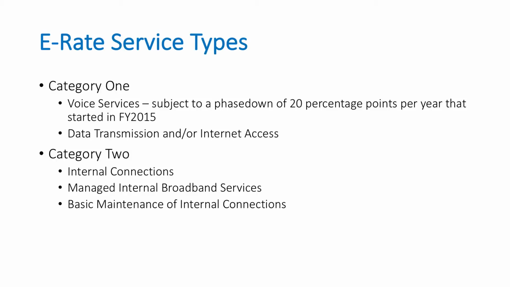Category 2, internal connections, managed internal broadband services. If you have a provider coming in and managing your Wi-Fi network, that is eligible. And then any maintenance, you have a third party coming in and doing work on your network to keep it up and running. For the most part, those are the main core Category 2 services.